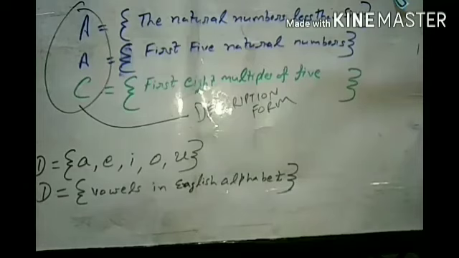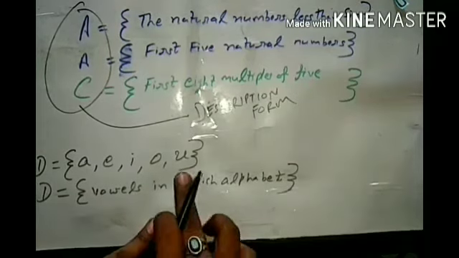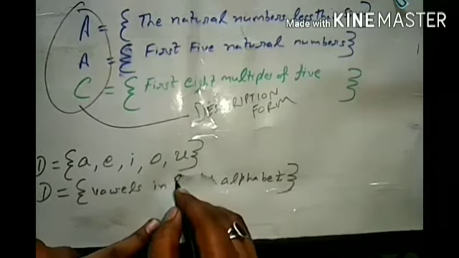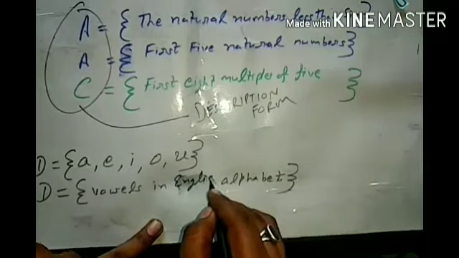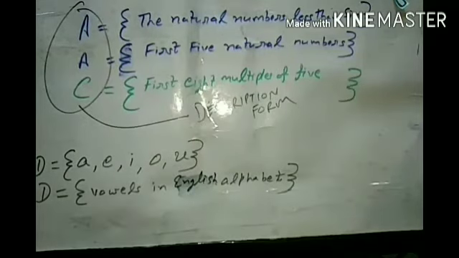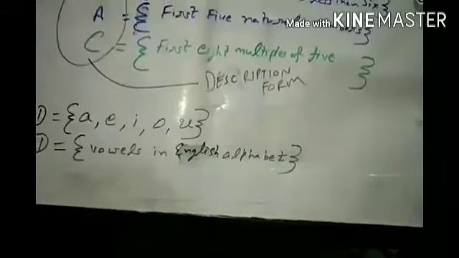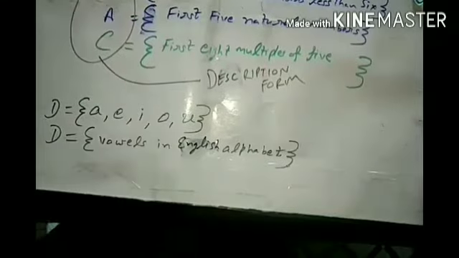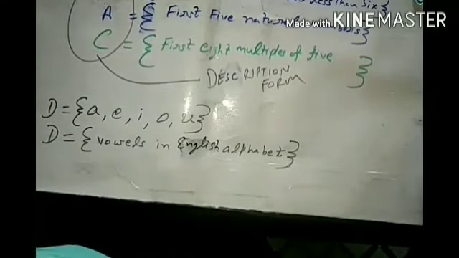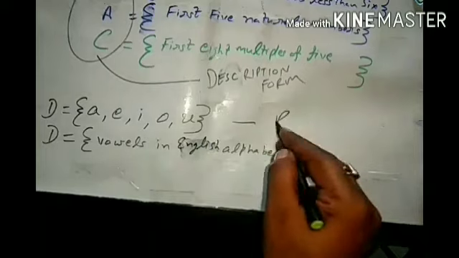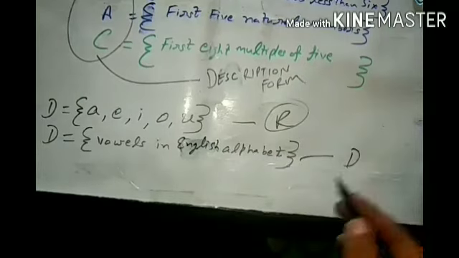So in this way we come to know how a set can be represented in two forms. The first one is the roster form and the second one is the description form.